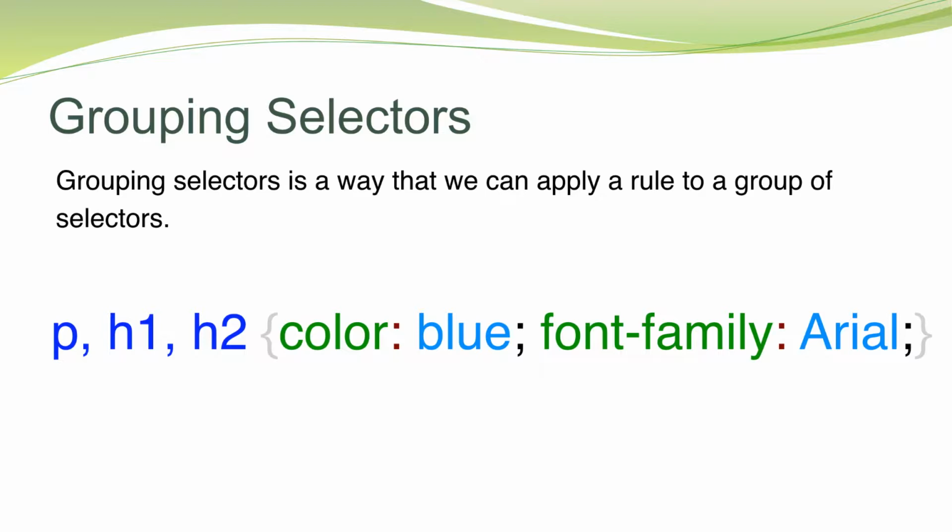In the example, I have a paragraph, a heading 1, and a heading 2 element. They all have the color blue and the font family Arial.